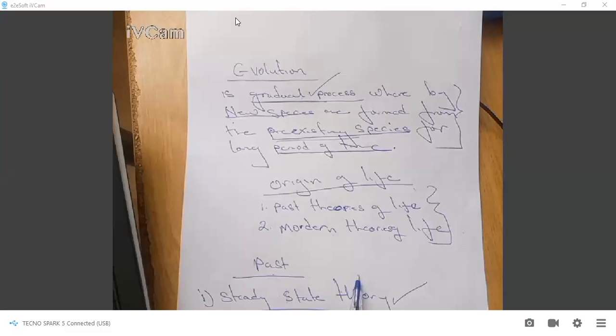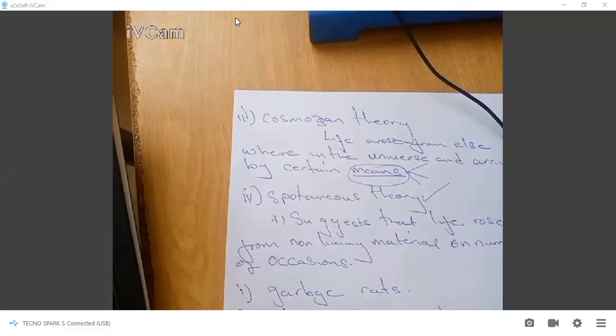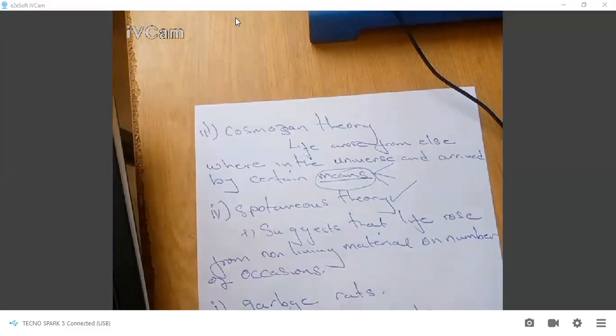The past theories of origin of life, we have looked at them and we said they are four. Special creation, we said we have spontaneous theory, we said we have what we call steady state theory, and lastly we have what we call cosmozoic theory.